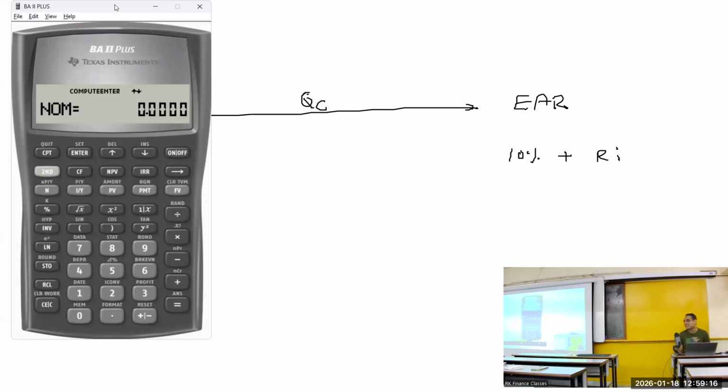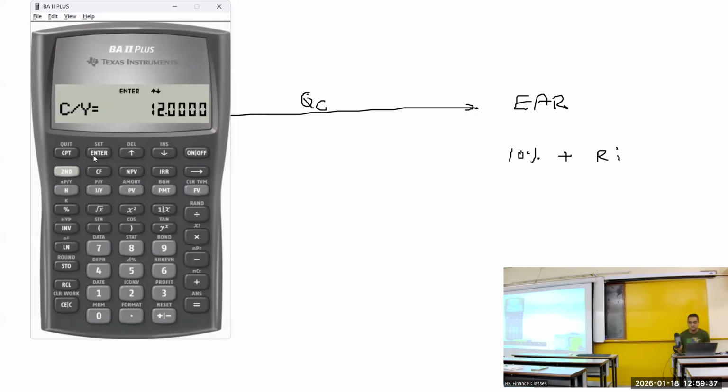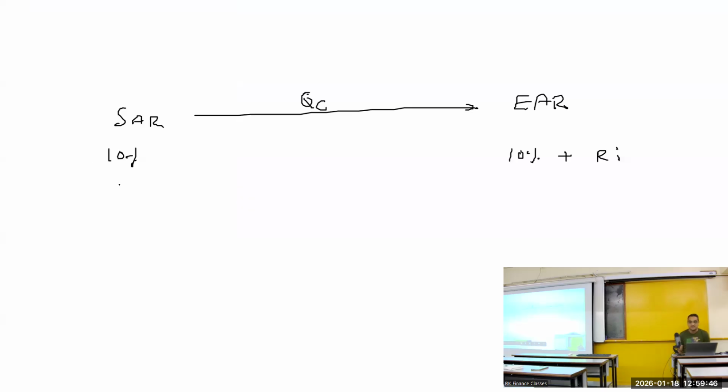What is SAR? Stated annual rate, which is called nominal in your second 2 function of the calculator. So press that nominal as 10, enter. Before going to effective, go to this C/Y. I have put 12 because in the earlier example I was doing monthly compounding, but here I'm doing quarterly compounding, so I need to put 4 and enter. Come to effective and press compute. So that 0.38 extra compared to the 10, you're getting 10.38. That 0.38 extra is the reinvestment income.